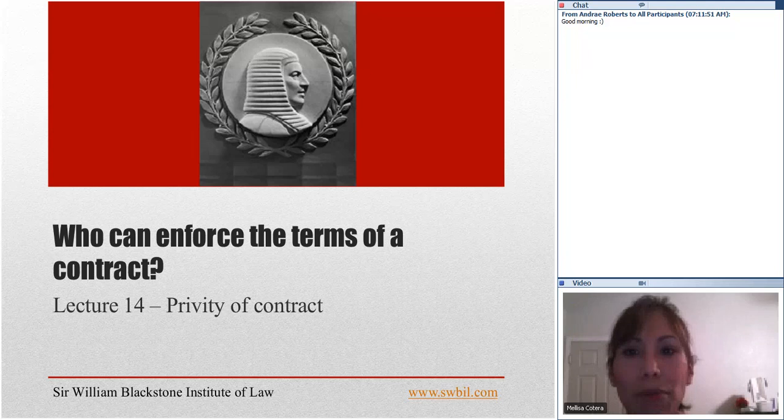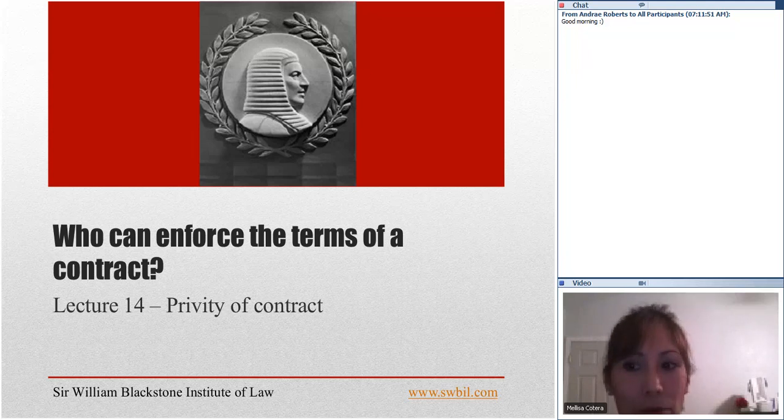Okay, well, privity of contract determines who can enforce a contract. In general terms, only one who is party to a contract can enforce it. So the doctrine of privity of contract provides that a contract cannot confer rights or impose obligations arising under it on any person except the parties to the contract. So the premise is that only the parties to a contract should be able to sue to enforce the rights or claim damages.